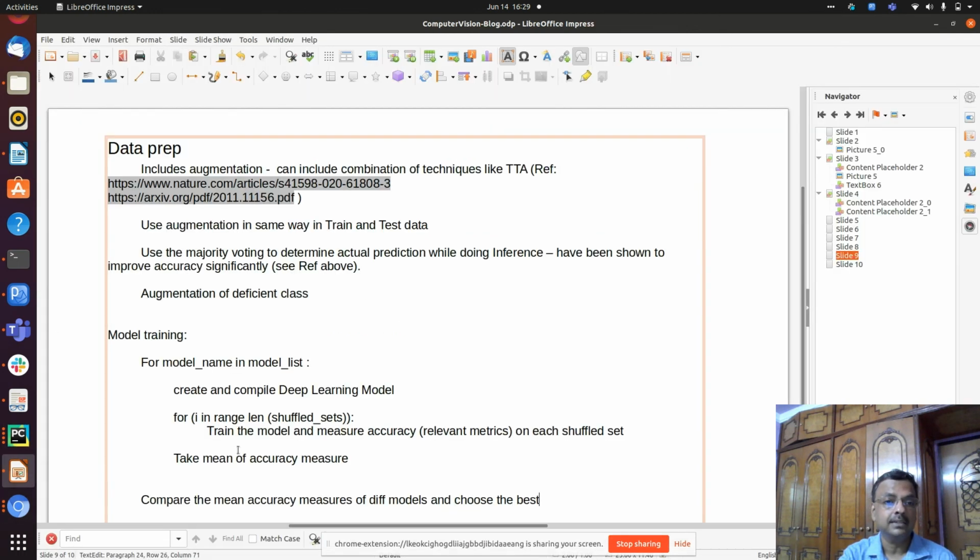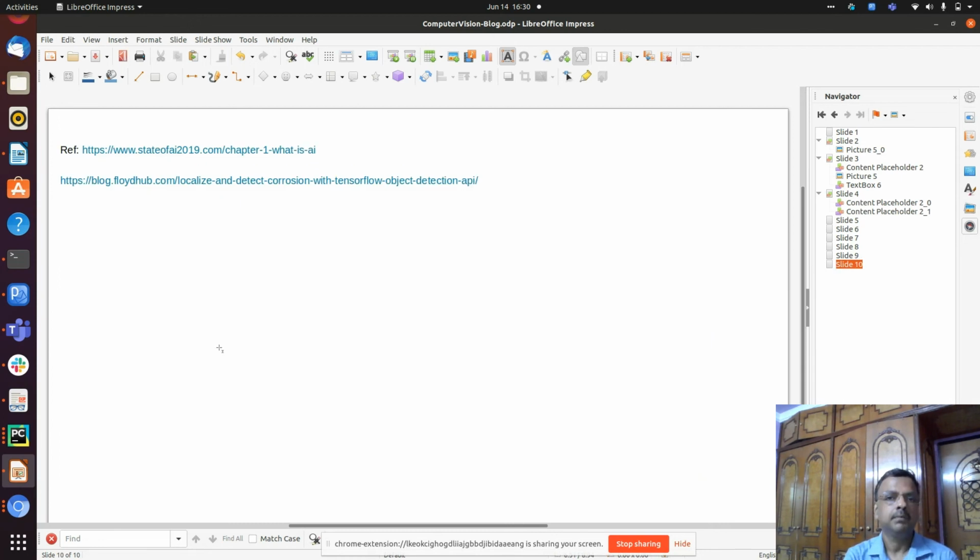But coming to today's standard, what we have to do is this kind of thing where we iterate through multiple deep learning models, we shuffle the data multiple ways, we use test time augmentation, augmentation of the deficient class, because real data is not going to be idealistic, that okay, it's all balanced and uniform size. No, so the image resizing has to be done in the proper way, augmentation, test time augmentation, and finally taking the mean of the accuracy measures over the multiple shuffled sets, and then using that mean to compare which model is giving me the best performance, and using that model for our purpose.